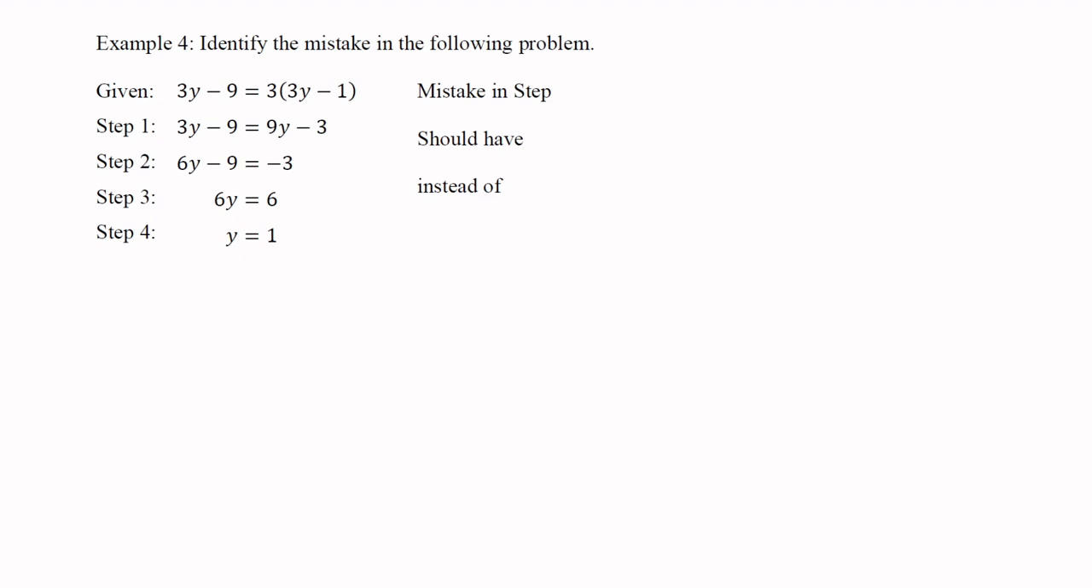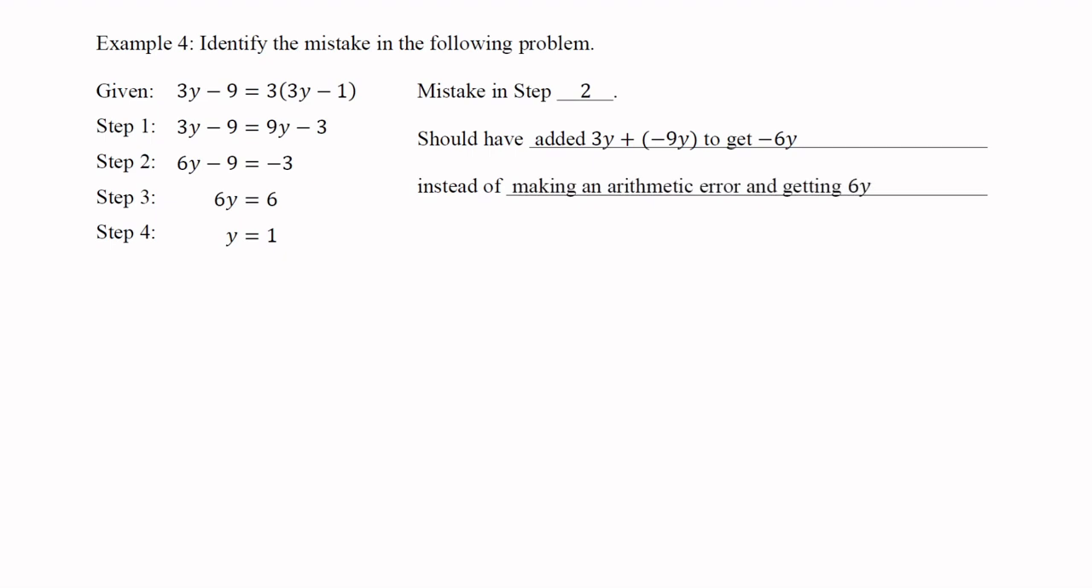In step 2, we are going to move the variable. To do this, we are going to subtract 9y from each side. When we subtract 9y from 3y, that should give us negative 6y, not positive 6y. So there's our mistake. It's in step 2. We should have added 3y plus negative 9y to get negative 6y, instead of making an arithmetic error and getting 6y.